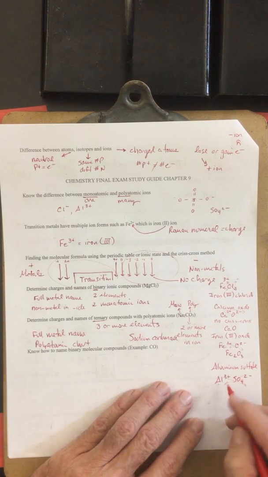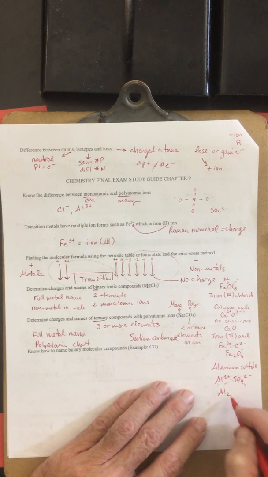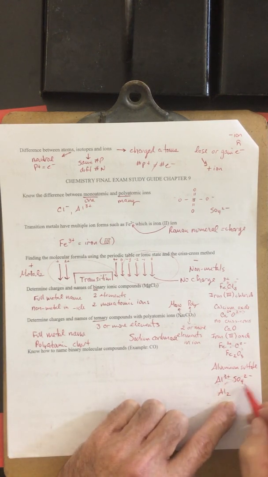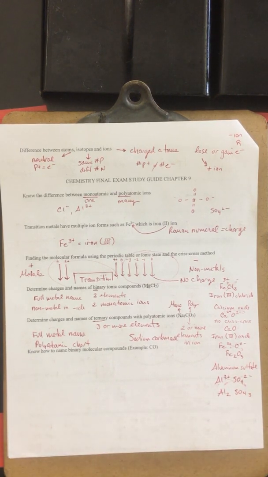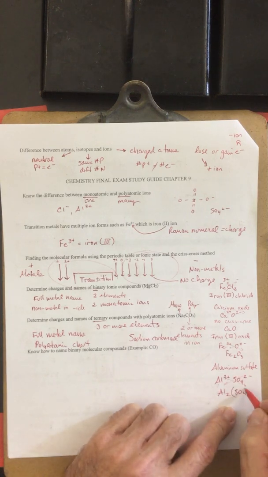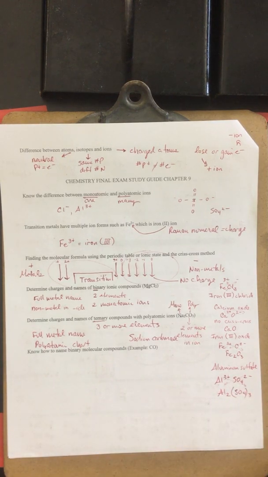And what we find here is that the 2 will come over here for the Al, so I have 2 Als. And then, how many SO4s do I have? I have 3 of them. But I can't just leave it like this, so I have to use parentheses to protect that sulfate to show that I have 3 of those sulfates. So that's going to be the formula for aluminum sulfate.